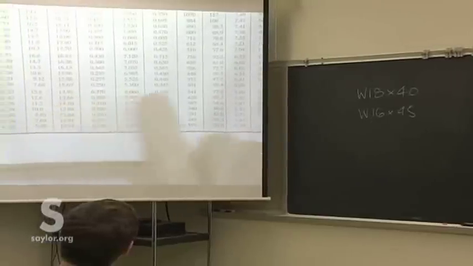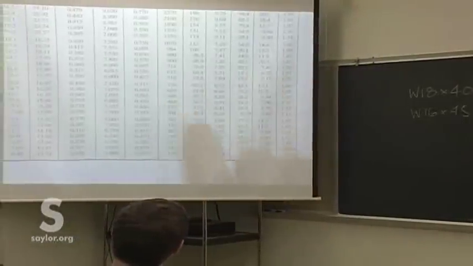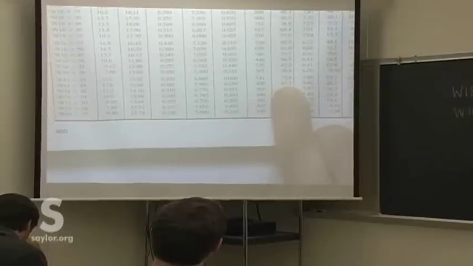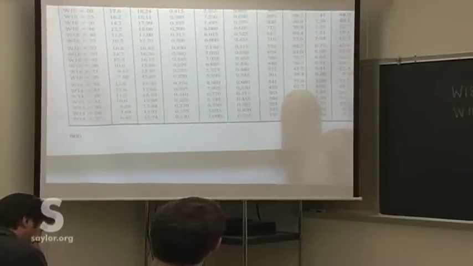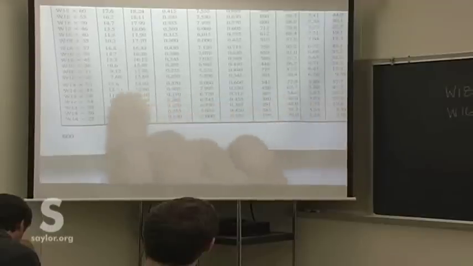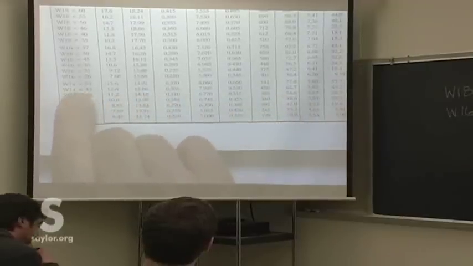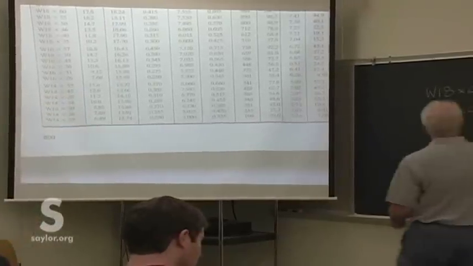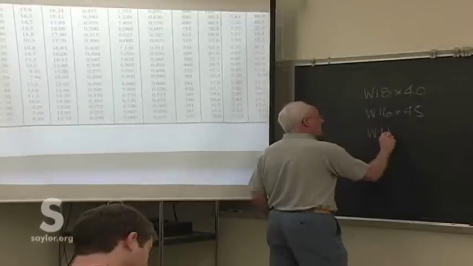Go look at a couple others. We go down a little bit farther. There's the 62.7, but we don't want the 54.6. It's too small a section modulus. So W14x43.